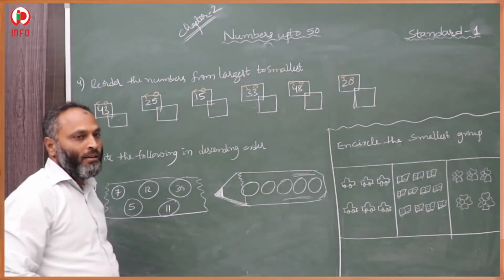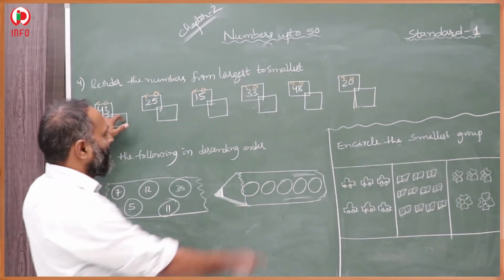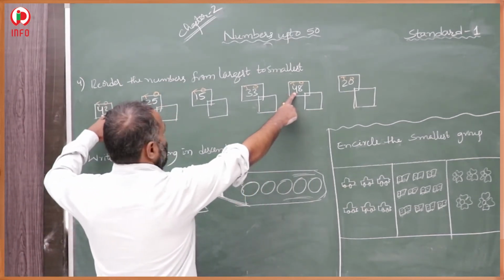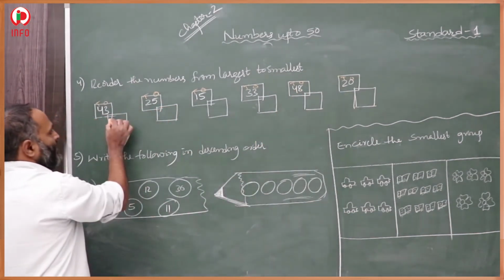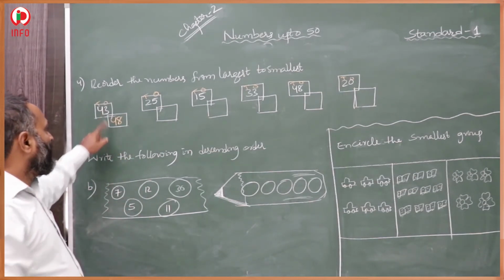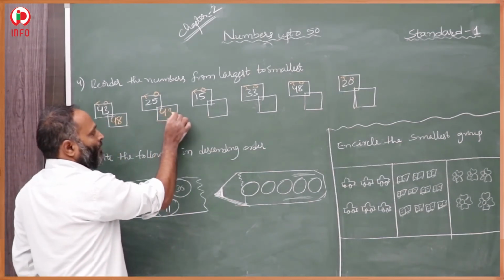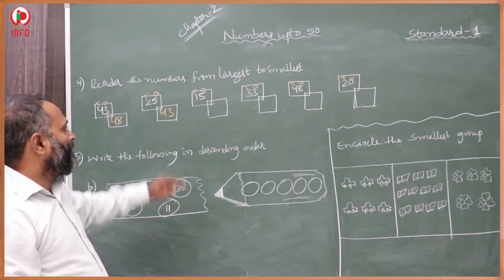Among 4, 2, 1, 3, 4 is the bigger one. Here 4 is there and here 4 is there. Between these two, 43 and 48, 48 is bigger, because 8 is bigger. And 43 is a little bit smaller than 48. Then 48, 43 is over.